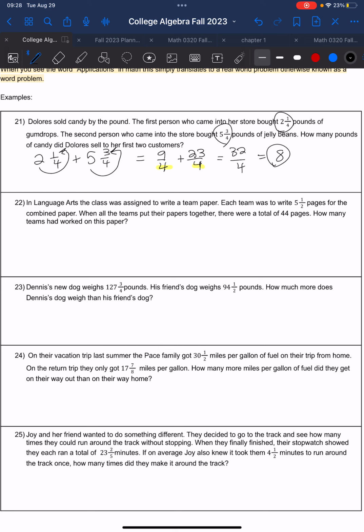But since we're dealing with a word problem, we're going to have to write a sentence explaining the answer. So the question was, how many pounds of candy did Dolores sell to her first 2 customers? So we're going to write, she sold 8 pounds of candy. Technically, this right here is our answer. Okay, so if you are solving a word problem, your answer should be in the form of a sentence.